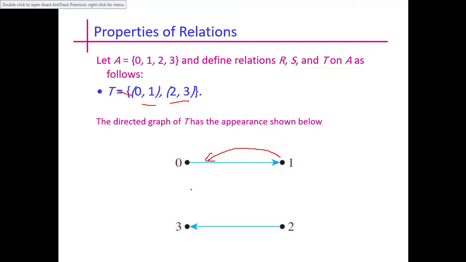So this is also not symmetric. And for transitiveness, 0 is related to 1 and 1 is not related to any other element, so we don't need to check 0 to that element. Just like 2 is related to 3 and 3 is not related to any other element, so we don't need to check that element. So this relation is transitive.